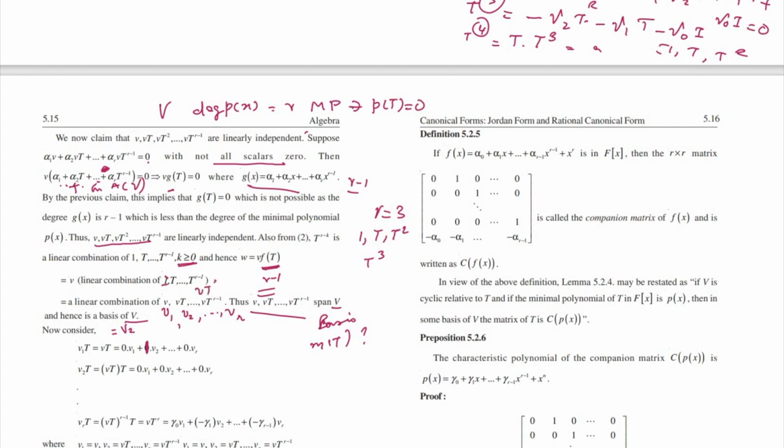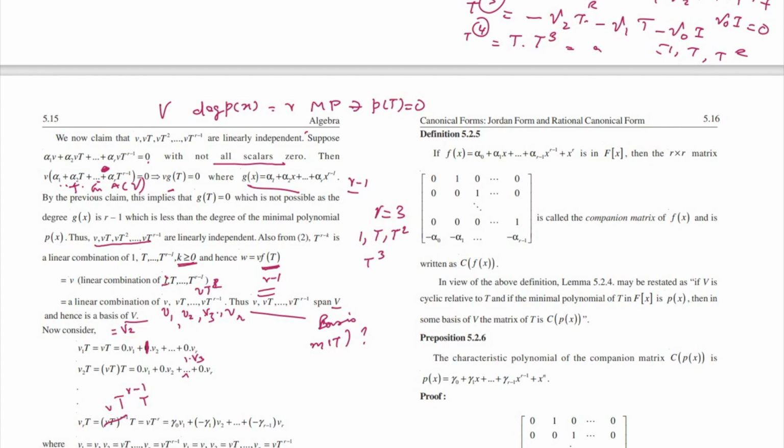VT square is your V3 here. So 0 into V1 plus 0 into V2 plus 1 into V3 you will have, and so on. So coming to the last one, VRT, when we consider it, it is actually Vt power r minus 1 t. So that will be t power r, but again t power r here we have already written as the linear combination of I, t square and so on, t power r minus 1.